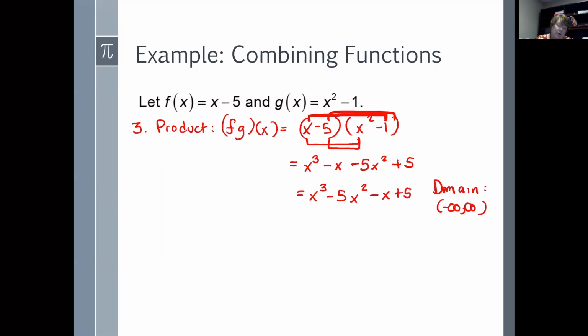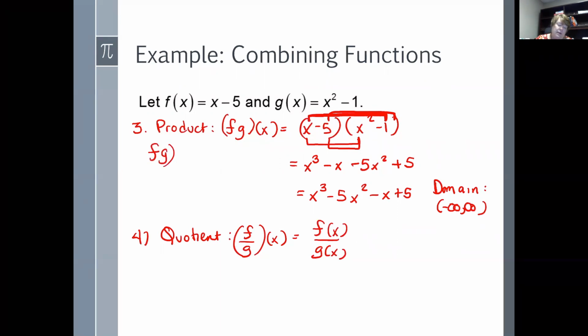All right? So the last function we're going to find is the quotient function, which we denote as f over g of x. To find it, we divide the two functions. I just looked up and noticed I didn't write the formula for the product: you multiply the two functions together. Make sure we get that on the slide. All right, so now I'm just going to write the ratio of x minus 5 over x squared minus 1.